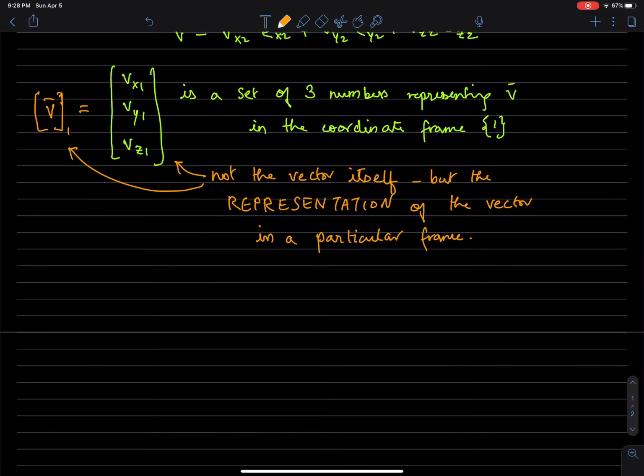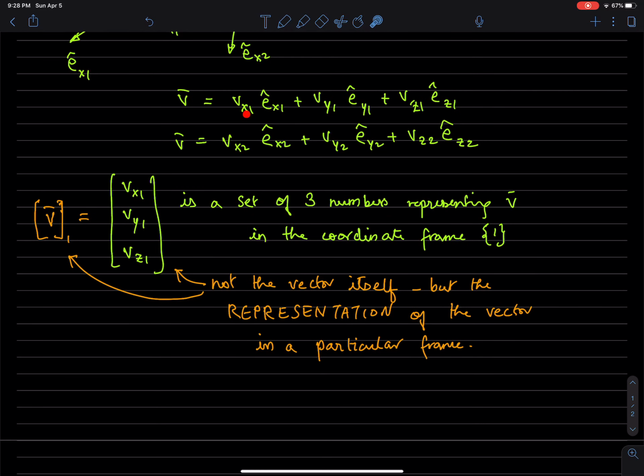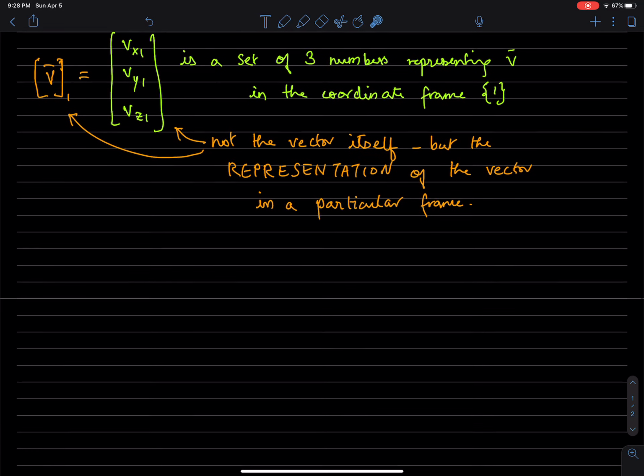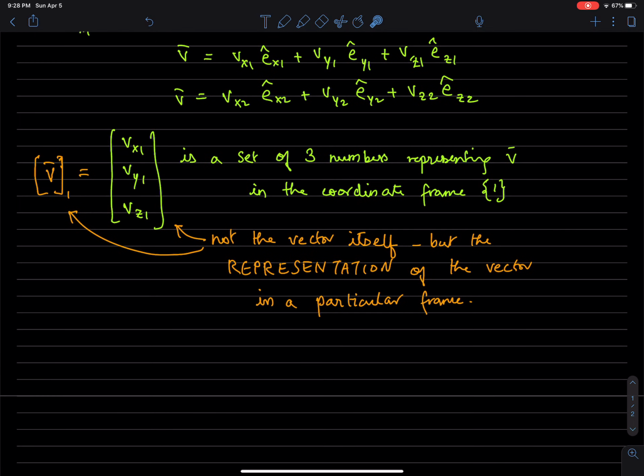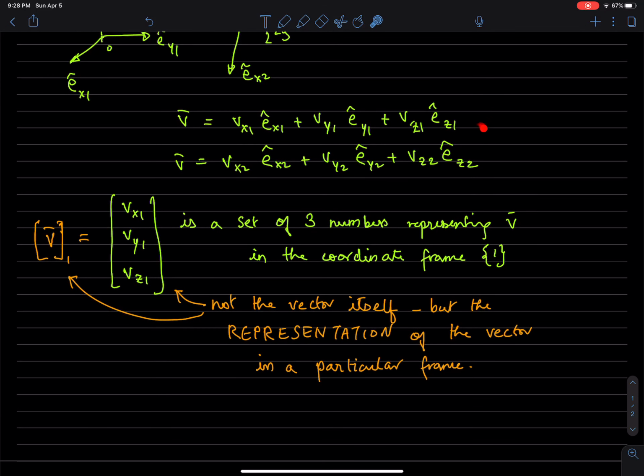So of course, given two such representations, these two are equal, right? As a vector, they are equal quantities because they are just two different representations of the same vector. So that's fine. Okay, so that's a very important concept.